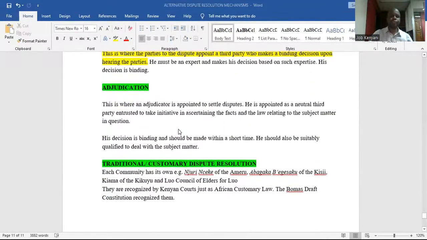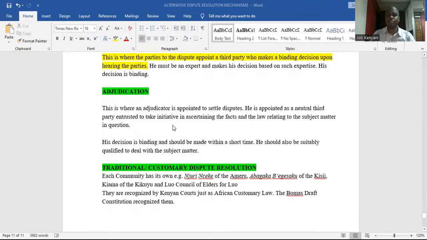Then we have adjudication. It is where an adjudicator is appointed to settle disputes. He is appointed by a neutral third party entrusted to take the initiative in ascertaining the facts and the law relating to the subject matter in question. So for example, say there's a dispute in the cabinet. The president in this case appoints maybe the senior most cabinet member to resolve such disputes.